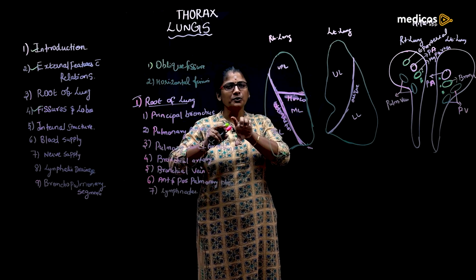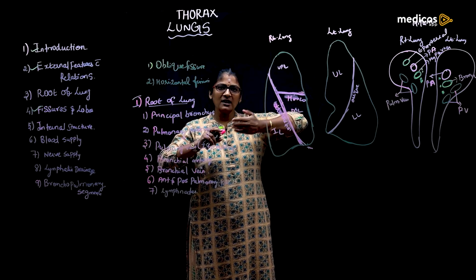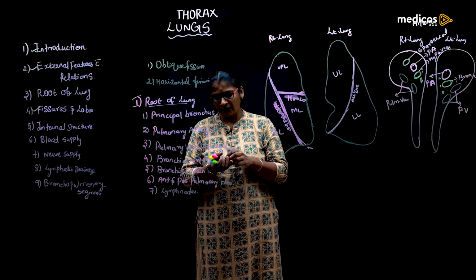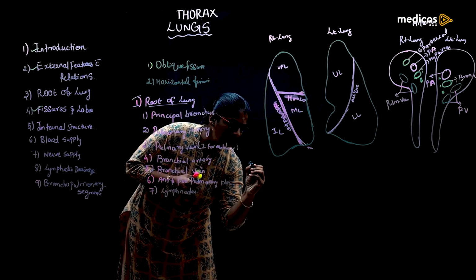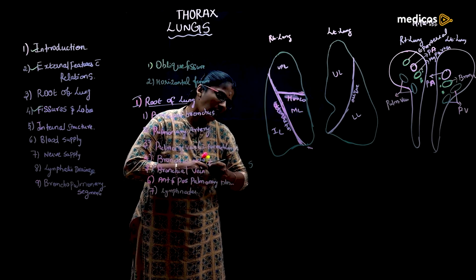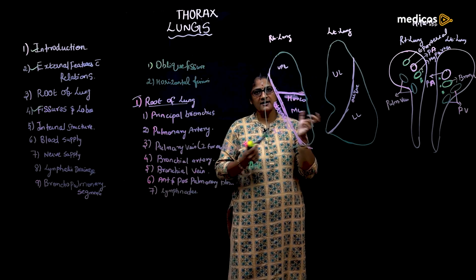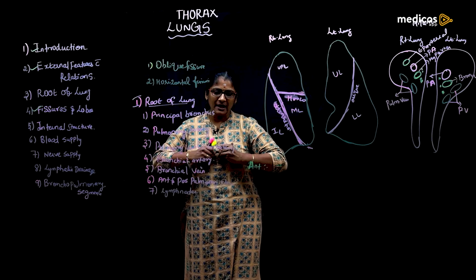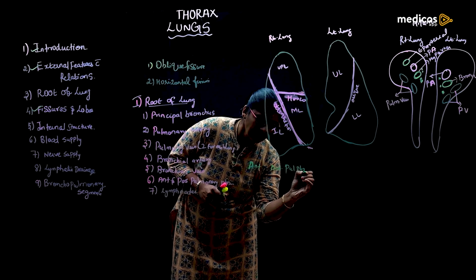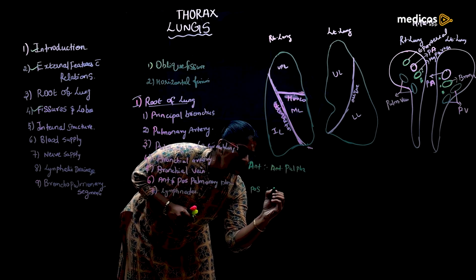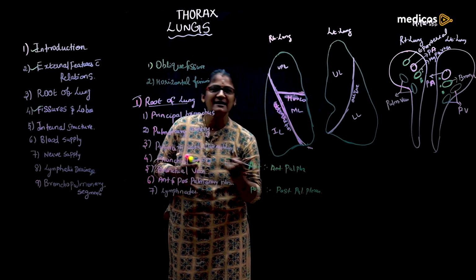Now, what is related to the root of the lung? We will see the anterior, posterior, superior, and inferior relations of the root of the lung. What is the anterior relation? Anteriorly, on both sides, the root of the lung will be related to the anterior pulmonary plexus. Posteriorly, it is related to the posterior pulmonary plexus.